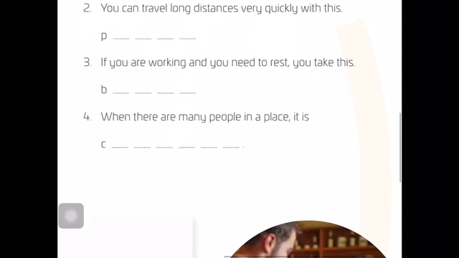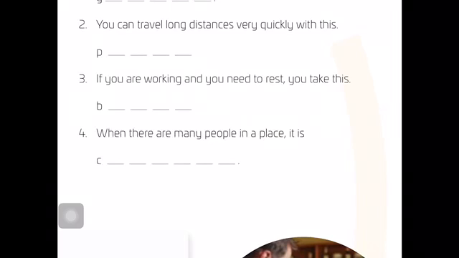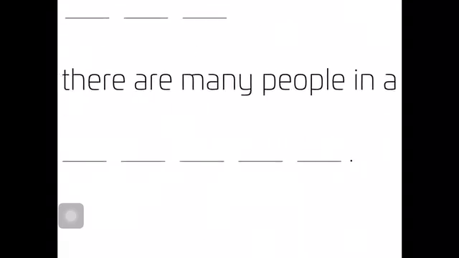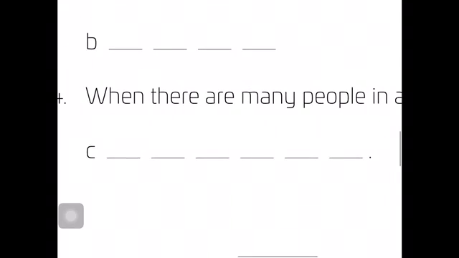Very good. Number 4, when there are many people in a place, it is... How is it called when a place is full of people? Very full of people. Too many people in a place. With the letter C.